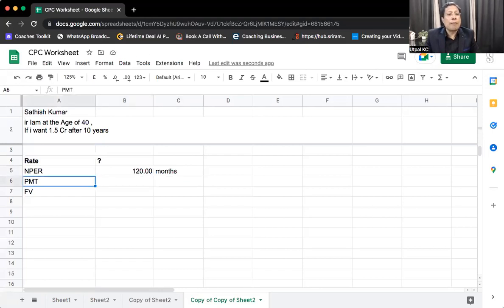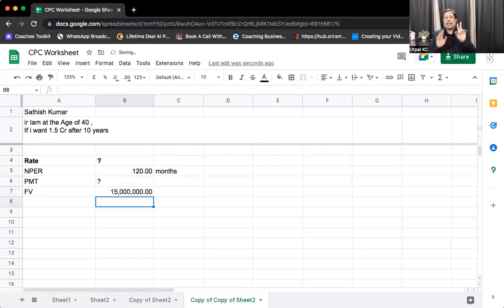Now you see PMT. Do you know PMT? Satish Kumar, do you know how much you are going to invest? I want to plan for PMT. Okay, so we do not know. What is the FV, the future value? 1.5 crores. Okay, 1 crore 50 lakhs.